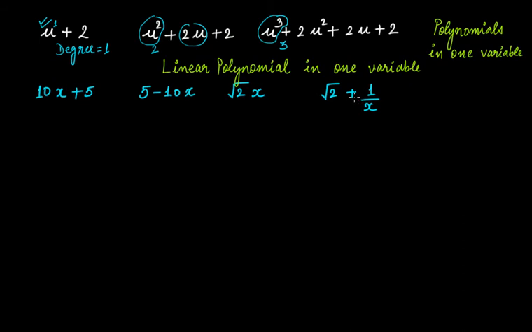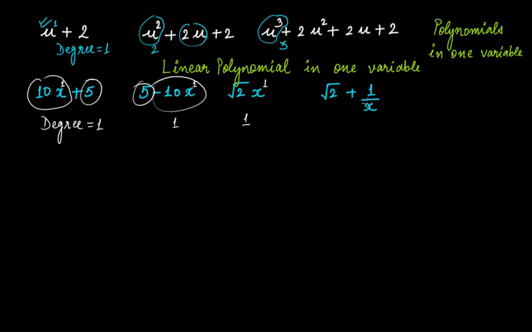Now, are these linear polynomials? Yes, all of them are linear polynomials. Why? Because this polynomial has two terms, 10x and 5. In 10x, this x has the exponent of 1, therefore its degree is 1. In this case, you have two terms, 5 and minus 10x, here also the degree is 1. In this case, it is square root of 2x, again the degree is 1. Same here, of these four polynomials, only 3 are linear polynomials, and in fact only 3 are polynomials.